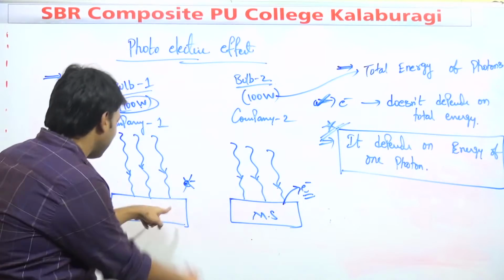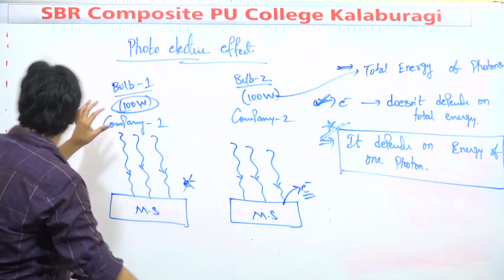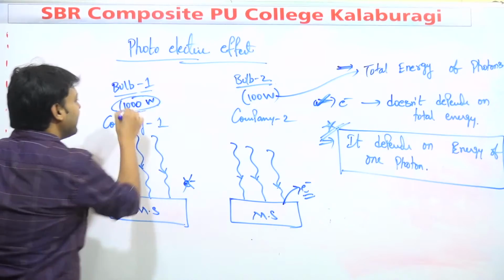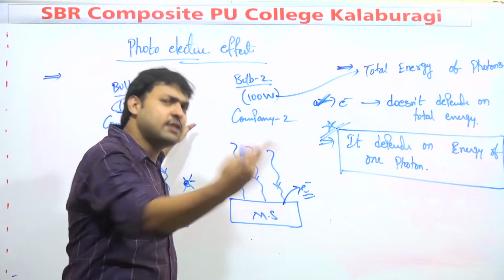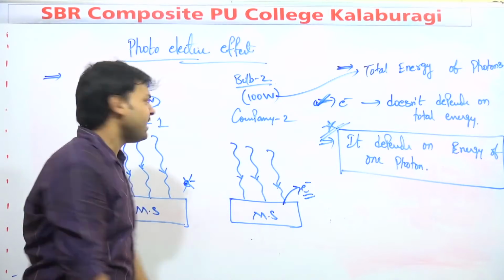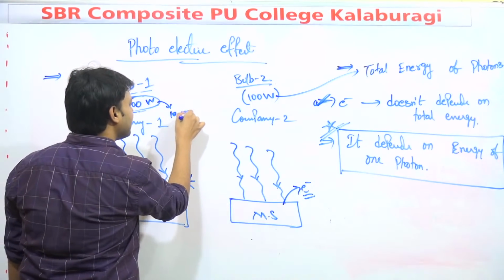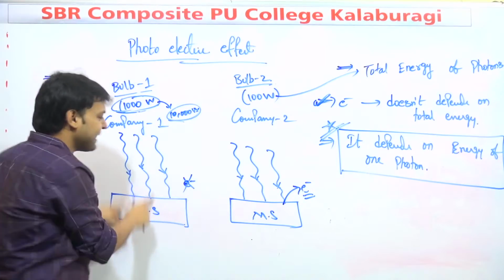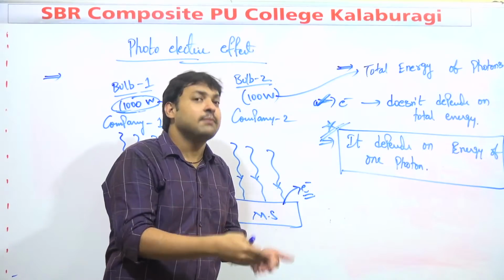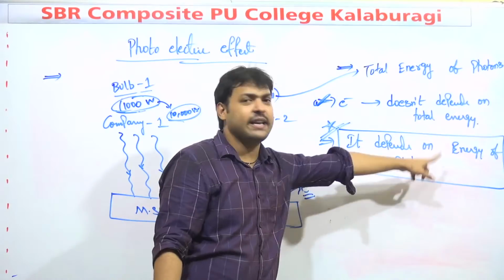Next, what the scientist did was change 100 to 1000 watts. He changed from 100 to 1000 watts. Same company, but electron didn't come. Now from 1000 watts to somewhere around 10,000 watts, they changed. The same company. Again, the electron is not coming out. In the sense, something is there. So that's why they gave these points. What is that? It depends on the energy of one photon.